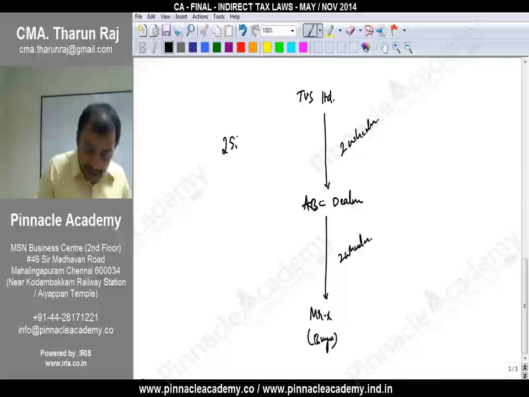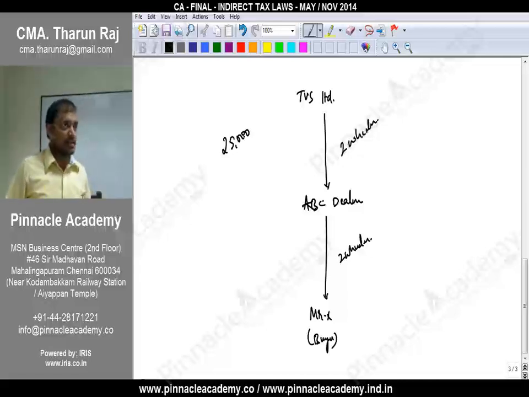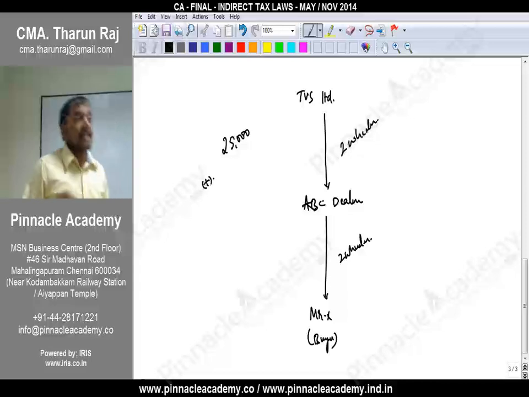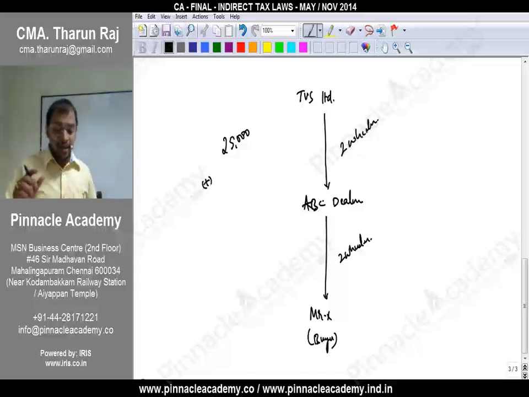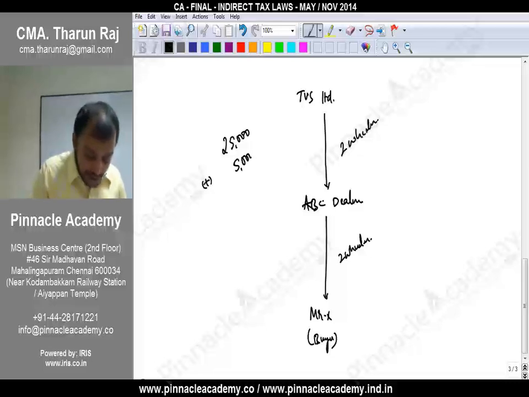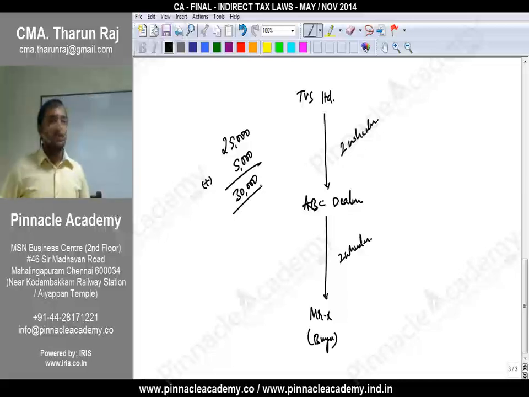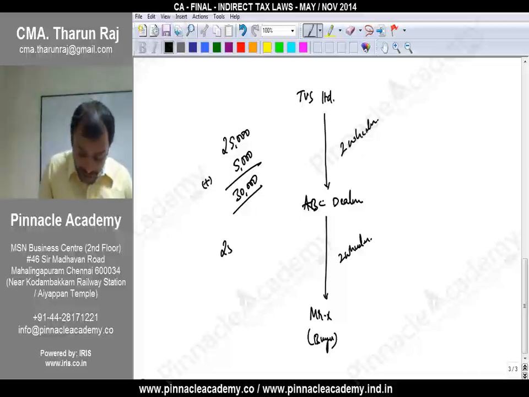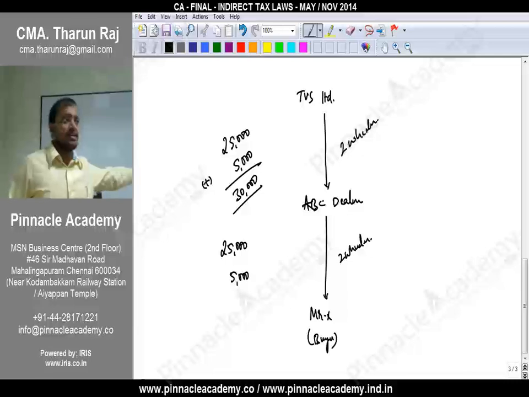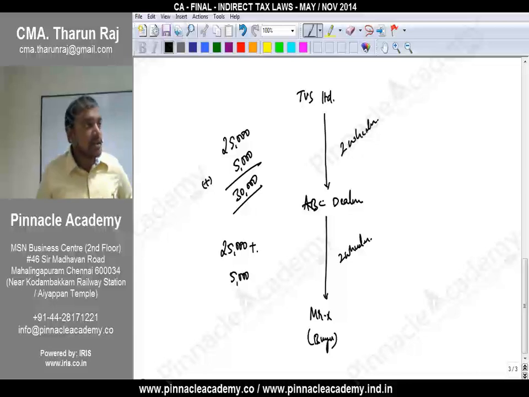Say 25,000 is towards the vehicle cost, and add warranty charges. The warranty portion will be to the tune of 5,000 rupees, and 30,000 is collected from dealers. But the dealer should have a markup, right? So what will the dealer do? The same 25,000 and 5,000, he cannot add markup on the warranty charges. So he will add markup here. Say the markup comes to 7,500. This is his markup.